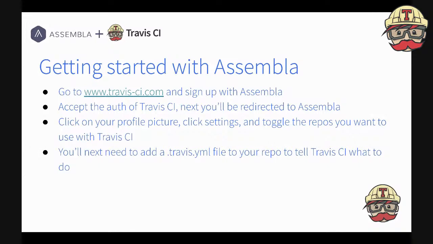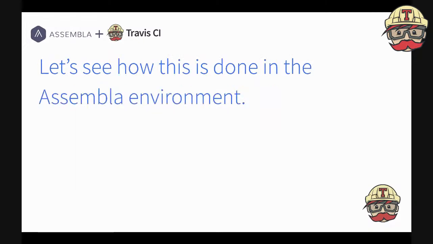you'll next need to add a .travis.yml file to your repo to tell Travis CI what to do. Obviously, this is common and needs to be done. And now let's see how this is done in the Assembla environment.